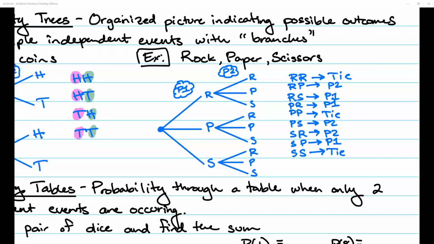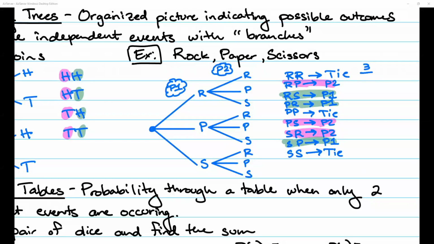So if I were to ask you, is this a fair game? Well, I want you to notice that player one wins here, here, and here. Player two wins here, here, and here. So how many different ways can player one win? Well, there's 3 ways. 3 ways out of 9, which is a 1 in 3 chance of winning. And for player two, it's also 3 out of 9, which is also a 1 in 3 chance of winning.